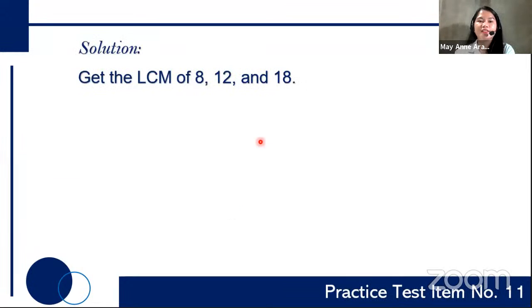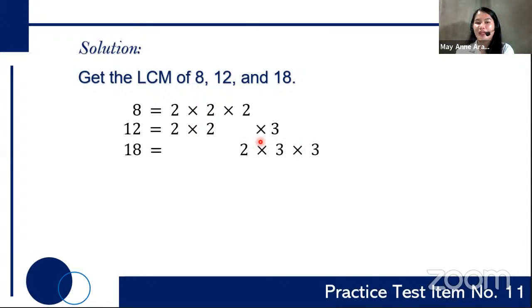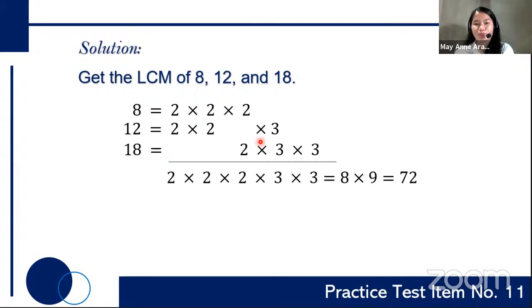Okay. First, get the LCM of 8, 12, and 18. Let us have the prime factorization. 8 is 2 times 2 times 2. 12 is 4 times 3, so that is 2 times 2 times 3. And 18 is 6 times 3, so 2 times 3 times 3. Then get the LCM. Just multiply 2 times 2 times 2 times 3 times 3. You have 8 times 9, which is 72. So this is the LCM.